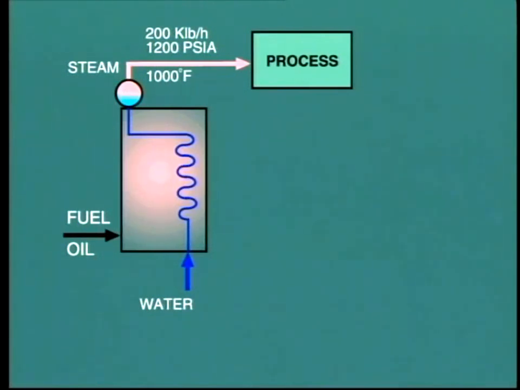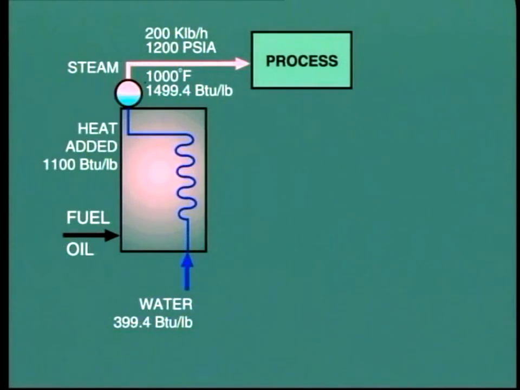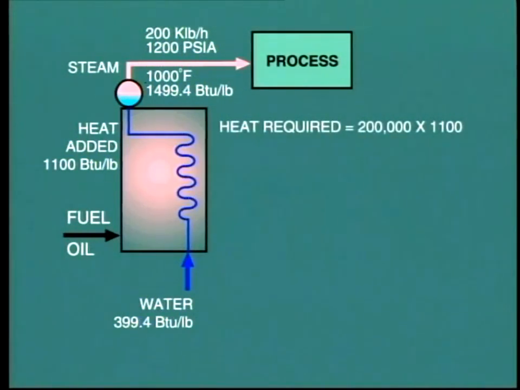Well, looking at the steam tables, we find that the enthalpy in the steam leaving the boiler is equal to 1499.4 BTU per pound. Let us assume that the water entering the boiler contains 399.4 BTU per pound. This means that we need to add 1100 BTU to each pound of water passing through the boiler. The total heat required is 200,000 pounds per hour times 1100 BTU per pound equals 220 million BTU per hour. All of this heat must come from the combustion of the particular fuel which is supplied to the boiler.